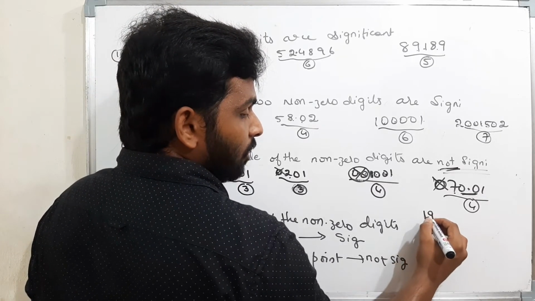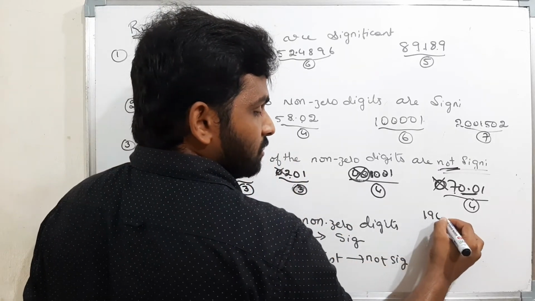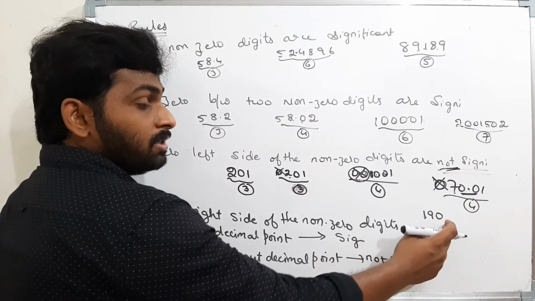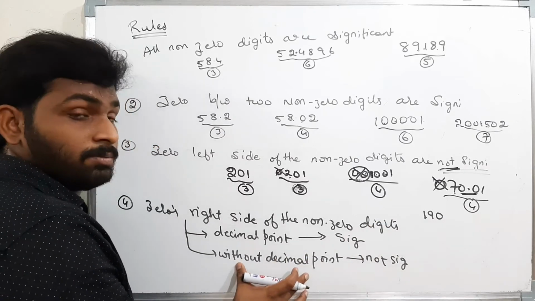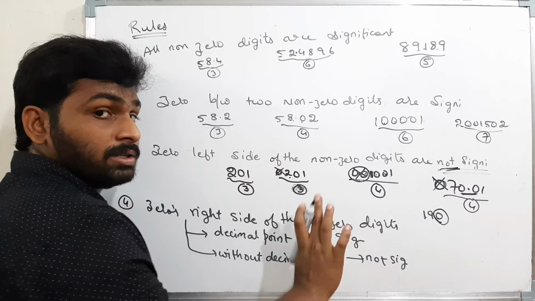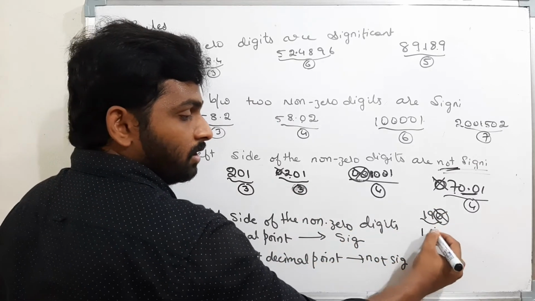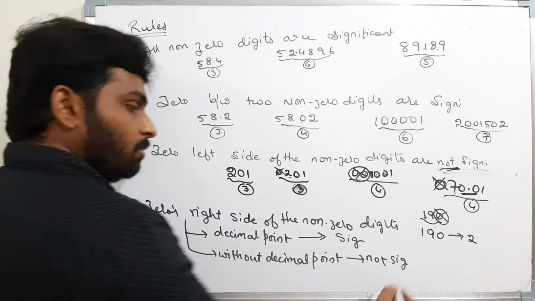19. How many significant figures? 19. 2 significant figures. Now I am adding a 0. Now tell me how many significant figures? 190. It is without a decimal point. Without a decimal point, are right side zeros significant or not significant? They are not significant. Therefore, this 0 I won't count. Therefore, how many significant figures? For 190, the number of significant figures is 2. Now see one more thing.